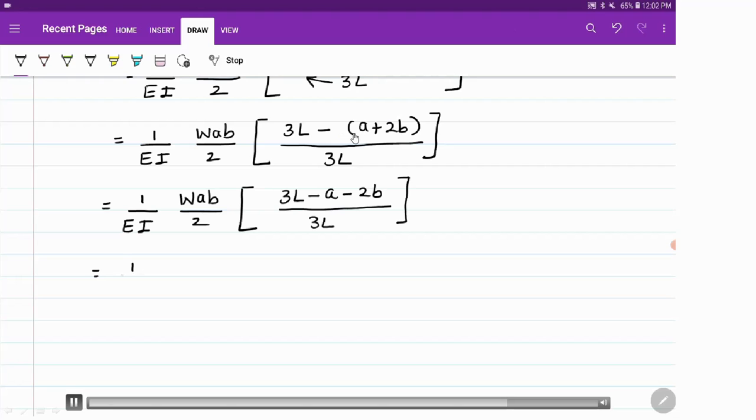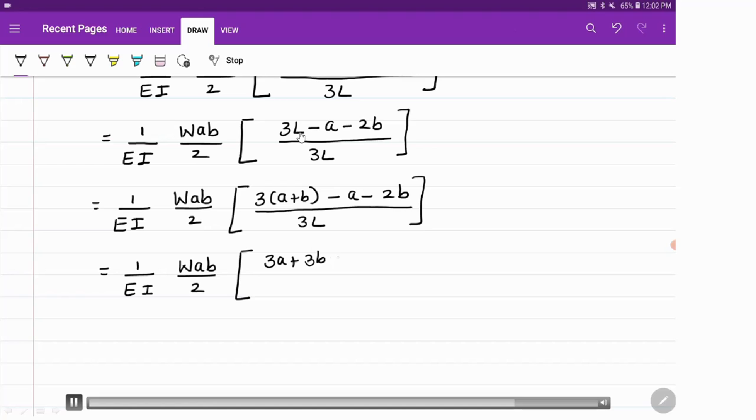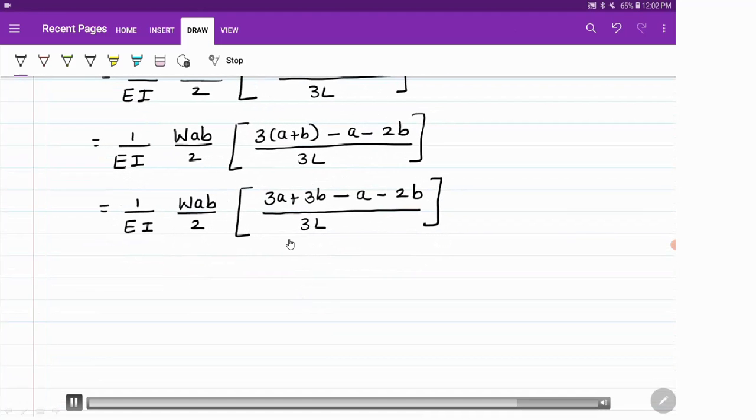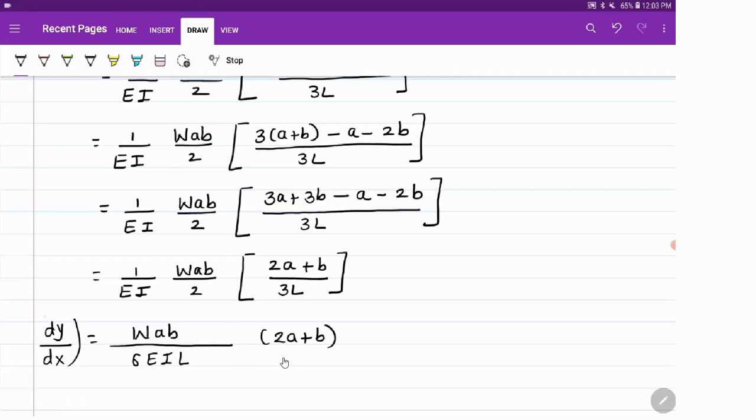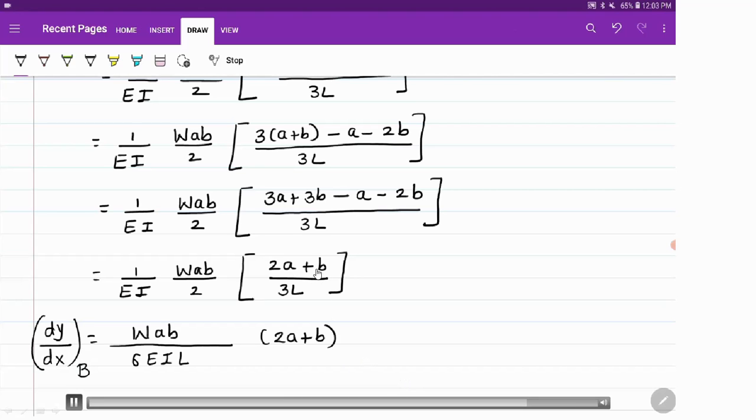Take the minus sign inside, so minus A minus 2B. So 3L minus A minus 2B. Rest of the terms are as it is. Now in place of L, we can substitute A plus B, and the rest of the terms are as it is. Multiply by 3 inside the bracket, so it is 3A plus 3B minus A minus 2B divided by 3L. So 3A minus A, that is 2A, and 3B minus 2B, that is B. So ultimately it is WAB upon 2 into 3, that is 6EIL. So that will be the value of slope at the other support B. Correct? So dy by dx at B is WAB upon 6EIL into 2A plus B.